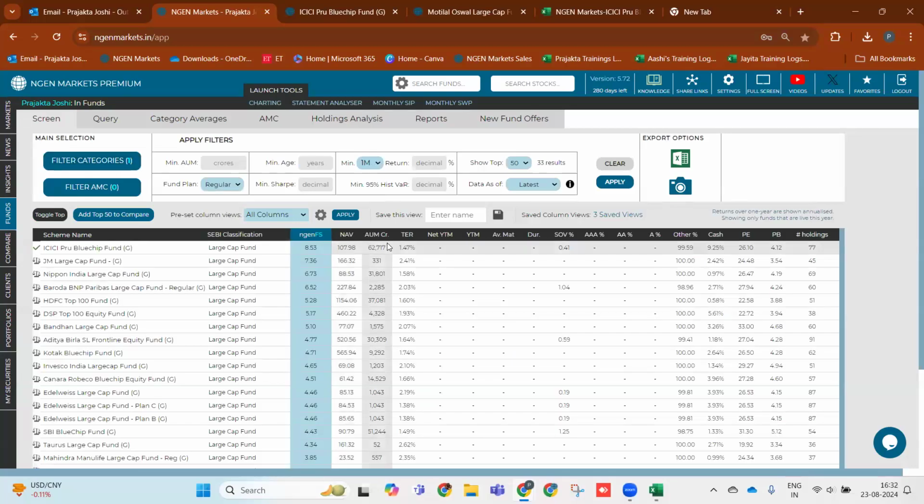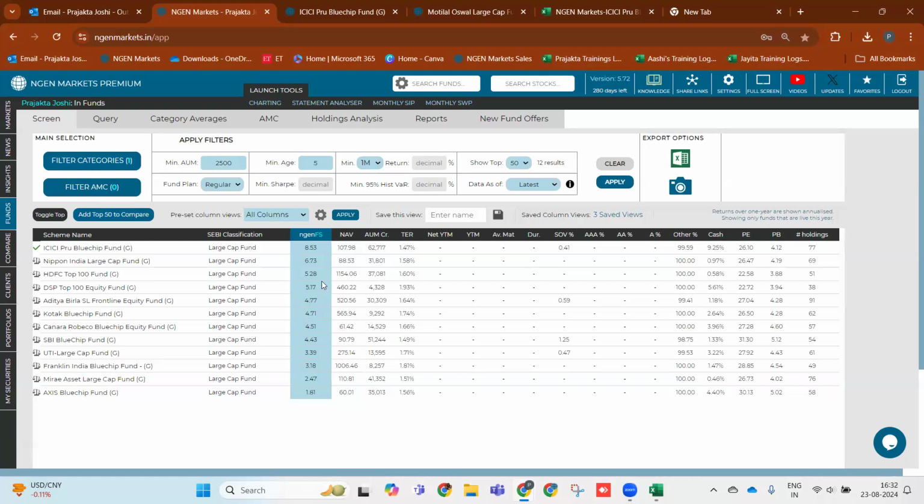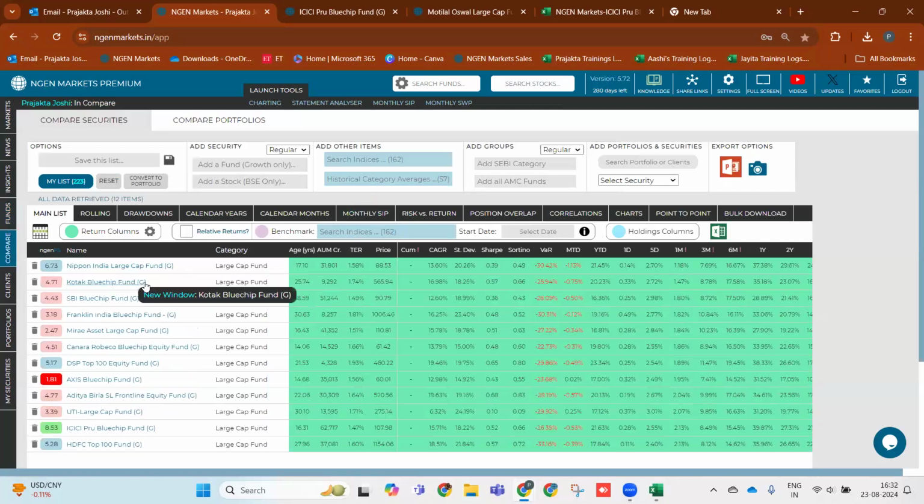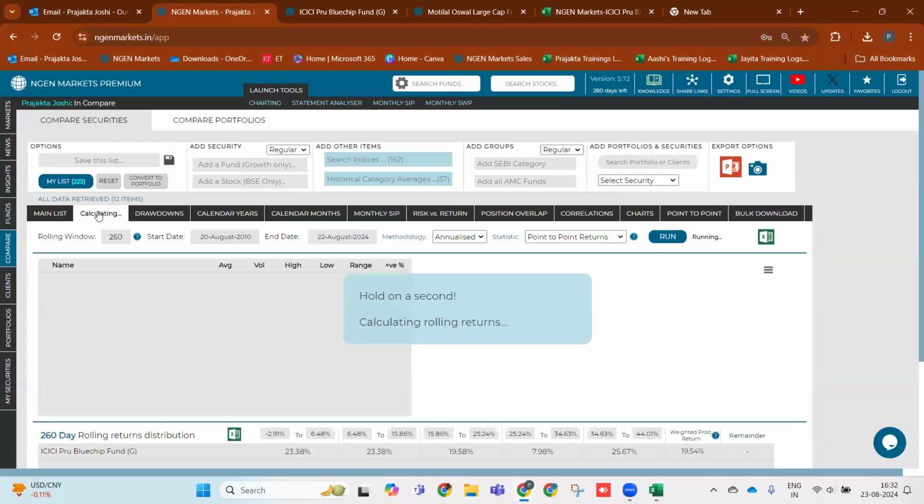A list of all the 33 large cap funds open up. Let's consider only those funds who have been around for a 5 years or older time period. Minimum AUM, let's say 2,500, and you hit apply. Now we get a list of 12 funds. You simply add top 50 to compare. A list of all these 12 funds will get loaded into the compare section. Once they get loaded, you simply go to rolling returns.